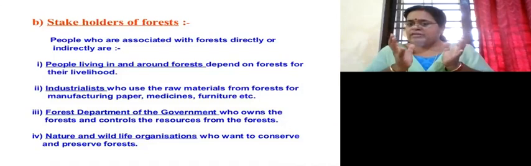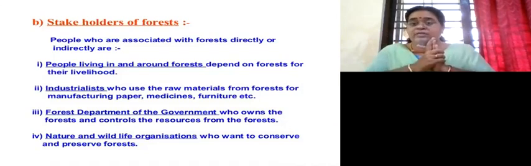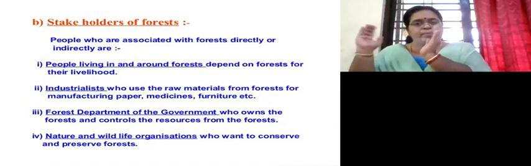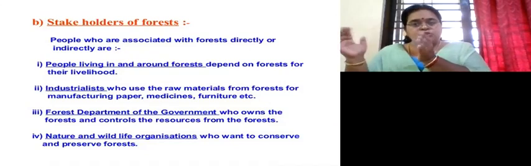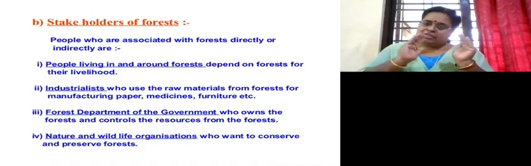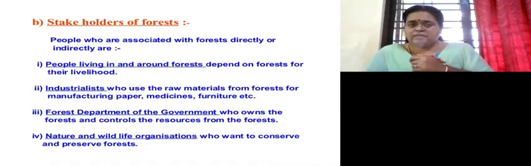That means you might have got a rough idea about the meaning of the word stakeholder. It means they directly or indirectly influence a particular place or institution or organization. In the same way, if we consider the forest, do we have stakeholders? Yes, of course. There are four types of stakeholders who are associated with the forest directly or indirectly.